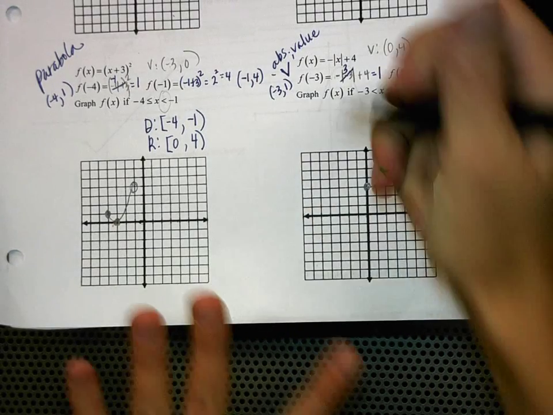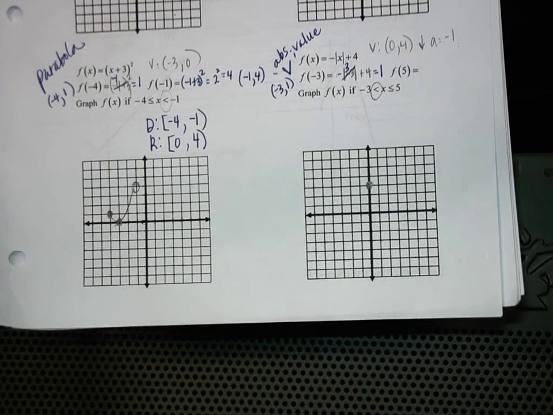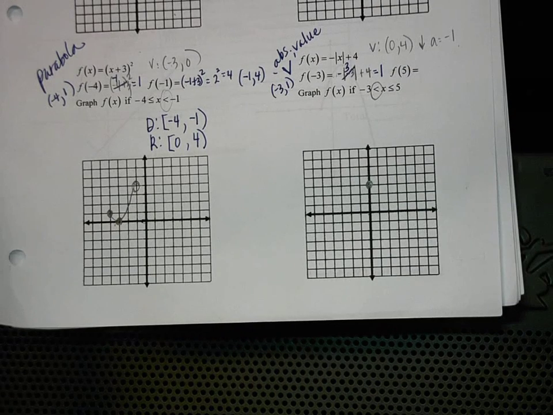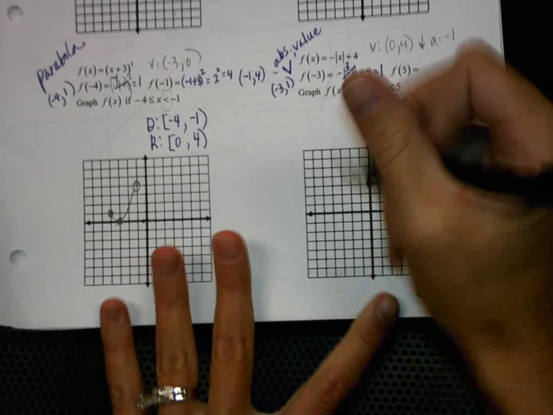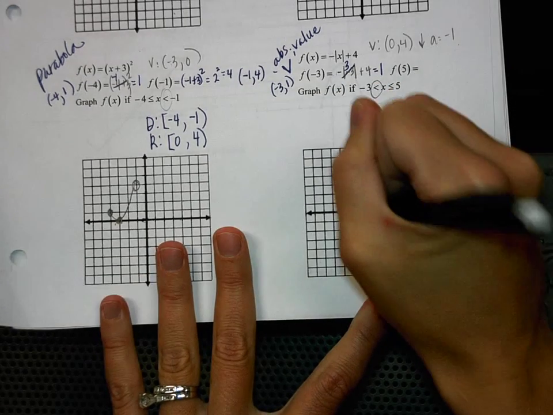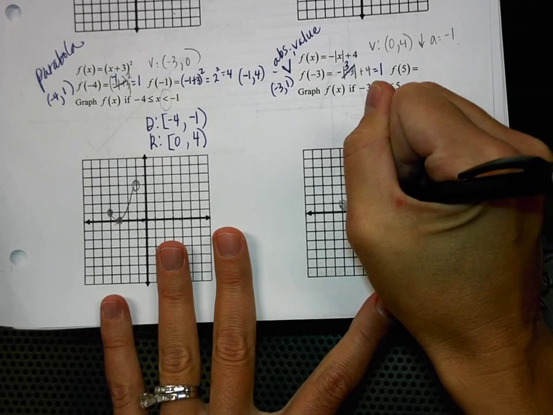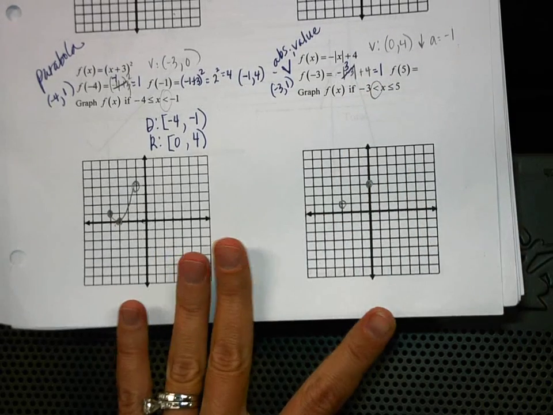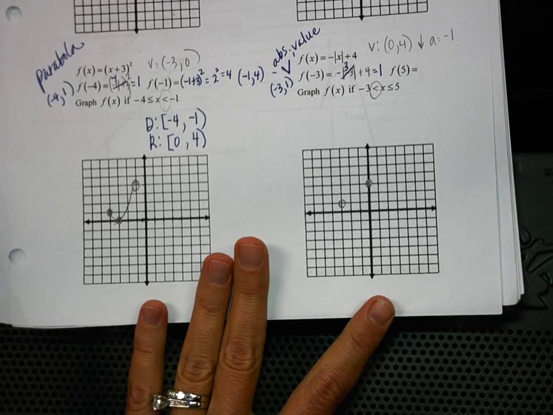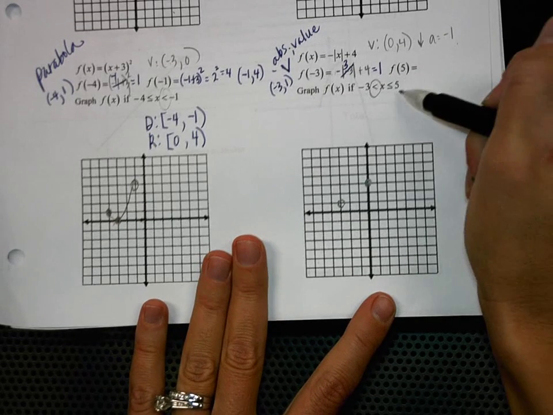Now, at negative 3, is that going to be an open or closed circle? Open. And again, we know that because it's not equal to. Very good. So left 1, 2, 3, up 1, open circle. Good? Okay, so now we have to do the same thing at 5.